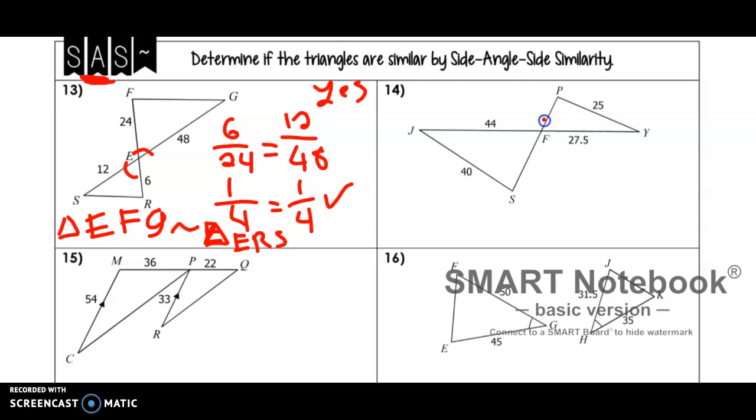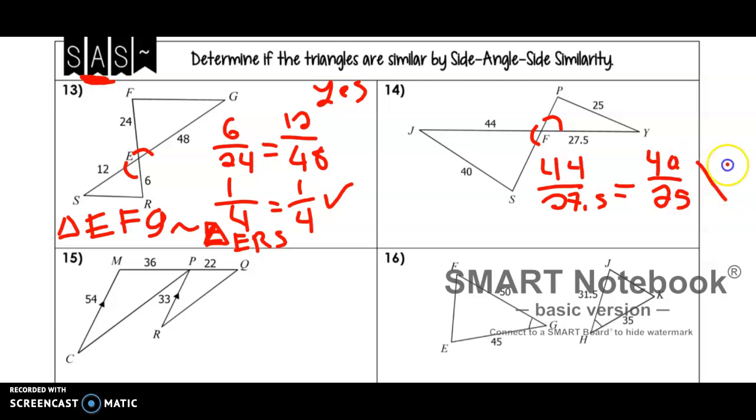Okay, so now let's do number 14. So now let's look at this one. We know we have vertical angles. Okay, so I know, let's see, 44 will go with 27.5. So I have 44 over 27.5, which is congruent to then 40 over 25. So the problem, right off the bat, I didn't even have to do this to know this was wrong.